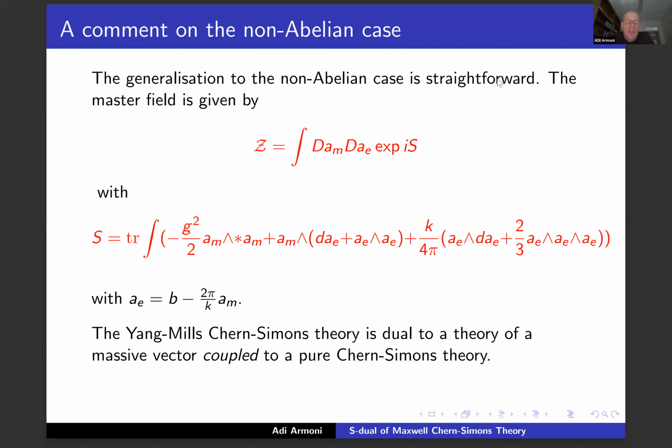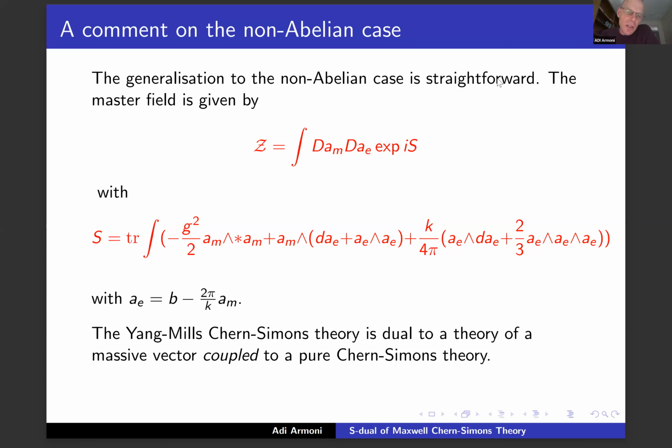And what we get, again, is a theory of a massive vector. And then there is a Chern-Simons term, so it's almost identical, but with one crucial difference. This time there's no decoupling, but B and A_M couple to each other in a non-trivial way, which I didn't write explicitly. So that's about the generalization to the non-abelian case.